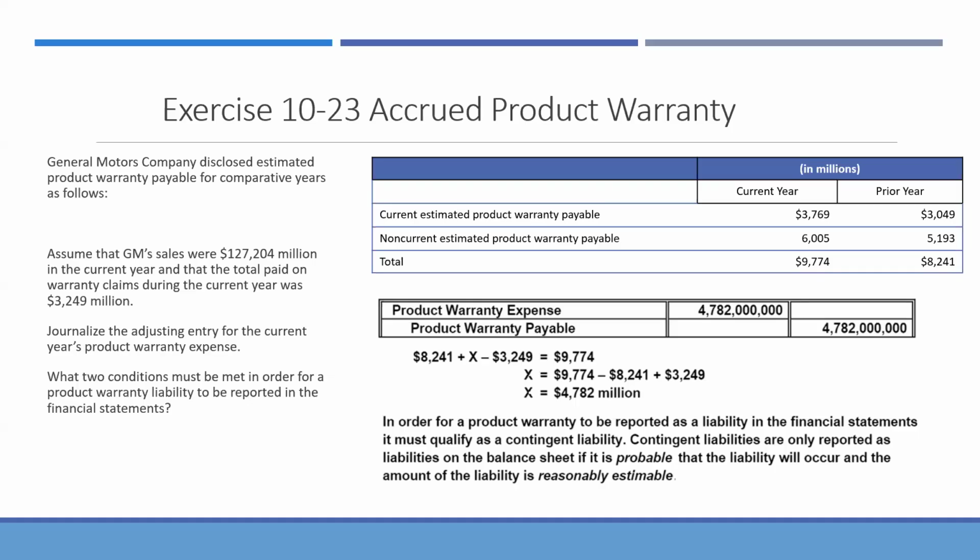Okay, assume that the sales were 127 million, claims were 3.2 million. So what we could do is take the difference between the current year and the prior year liability. So 9.7 billion minus 8.2 billion is about 1.5 billion, plus the amount that was actually paid out during the current year of 3.2 billion is 4.7 billion. That's the warranty cost actually going to be recorded in the current year for GM.